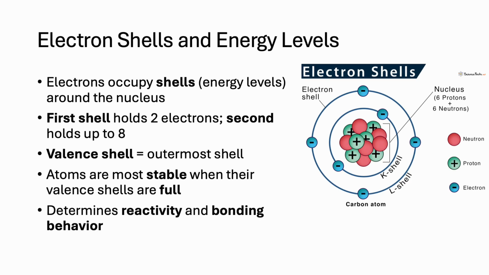Electrons don't just float around randomly around the nucleus, they occupy specific energy levels called shells. The first shell can only hold 2 electrons, the second shell up to 8, and so on. The outermost shell, known as the valence shell, is especially important. Atoms are most stable when the shell is full. If it is not, the atom will seek to gain, lose, or share electrons to achieve stability. This gives rise to chemical bonding, through giving up electrons or forming ions, or sharing them, forming covalent bonds. So an atom's reactivity is all about its electron configuration.